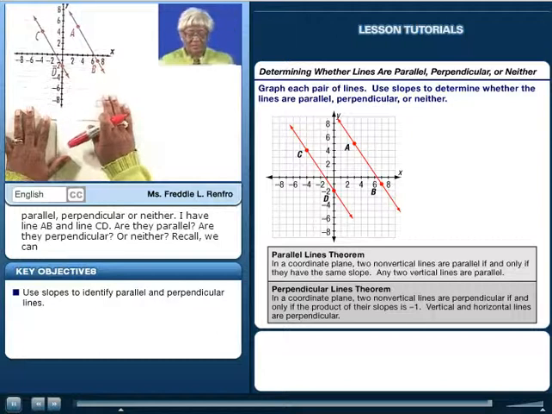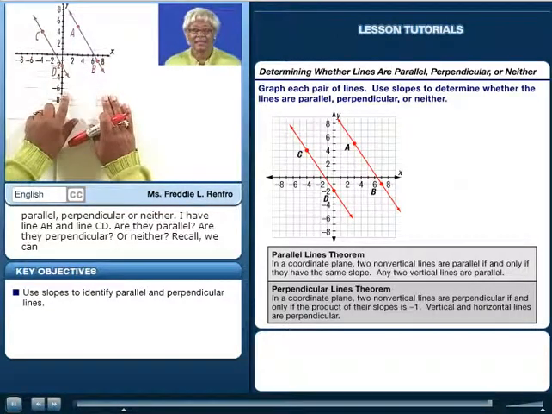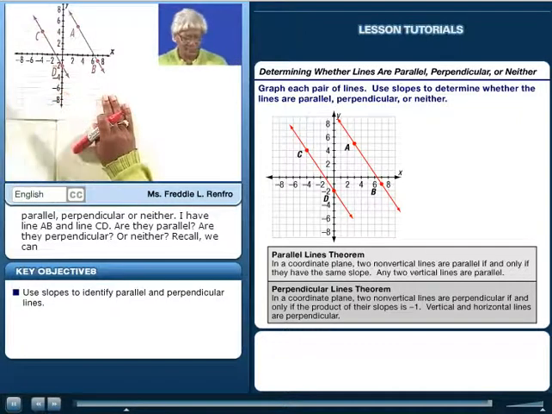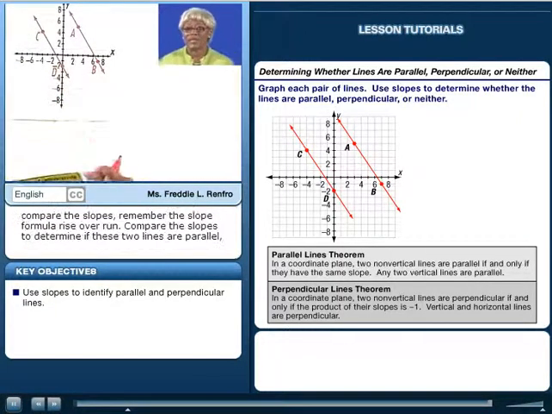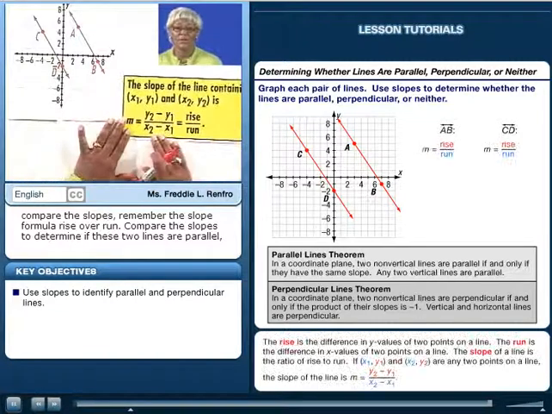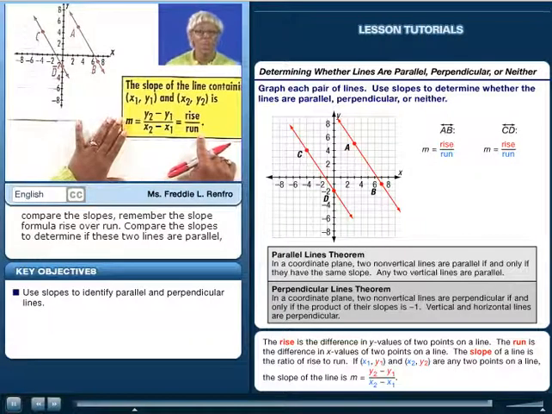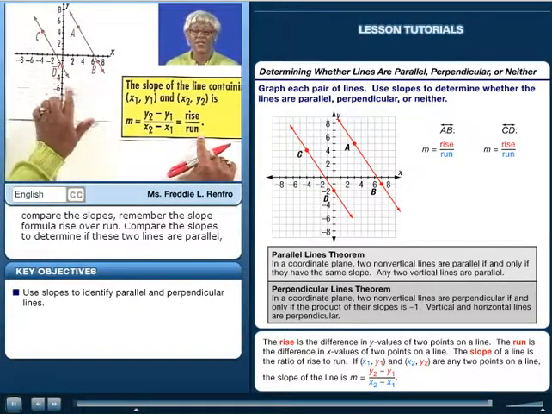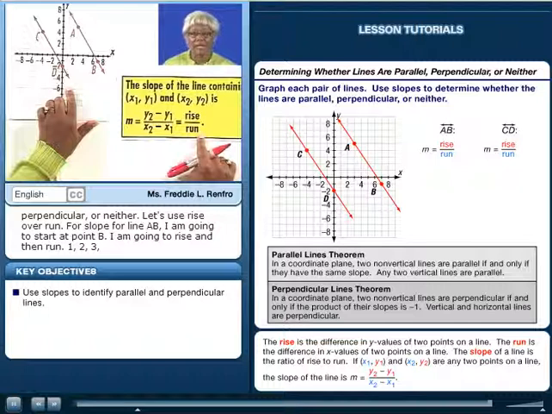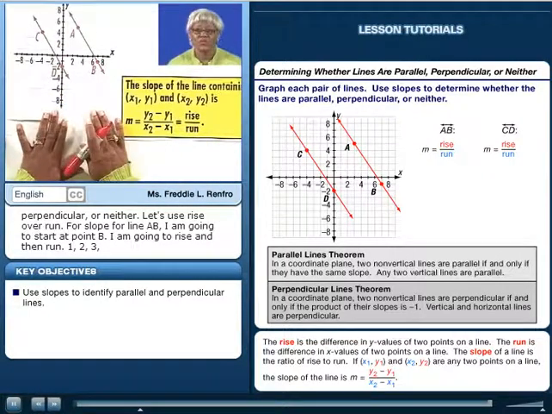I have line AB and line CD. Are they parallel? Are they perpendicular? Or neither? Recall, if we can compare the slopes, remember the slope formula, rise over run. Compare the slopes to determine if these two lines are parallel, perpendicular, or neither. Let's use rise over run.